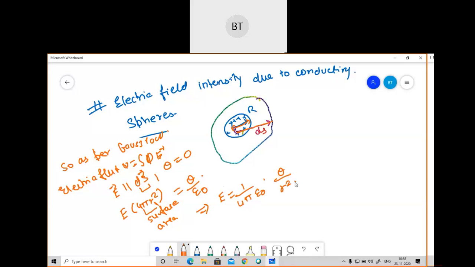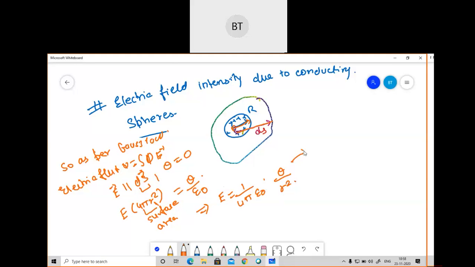And the ds which I'm denoting is the surface area. So in this first case, theta will always be equal to 0. So E into 4 pi r square is equal to q by epsilon naught. Therefore, the electric field will be E equal to 1 by 4 pi epsilon naught into q by r square.